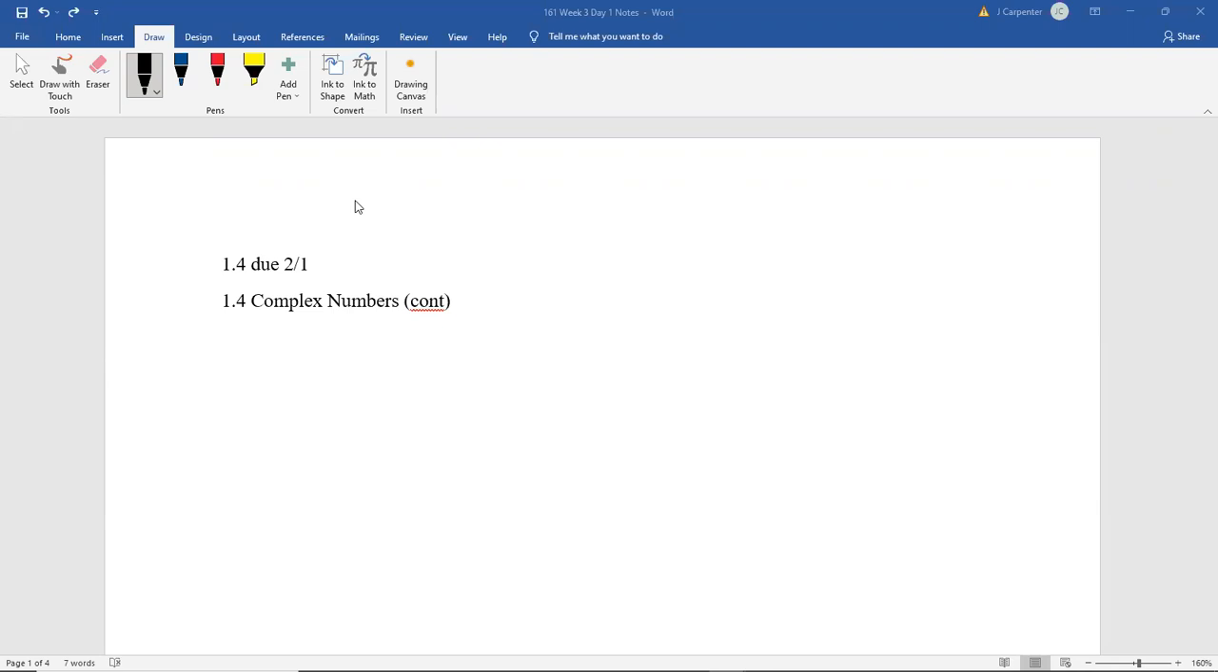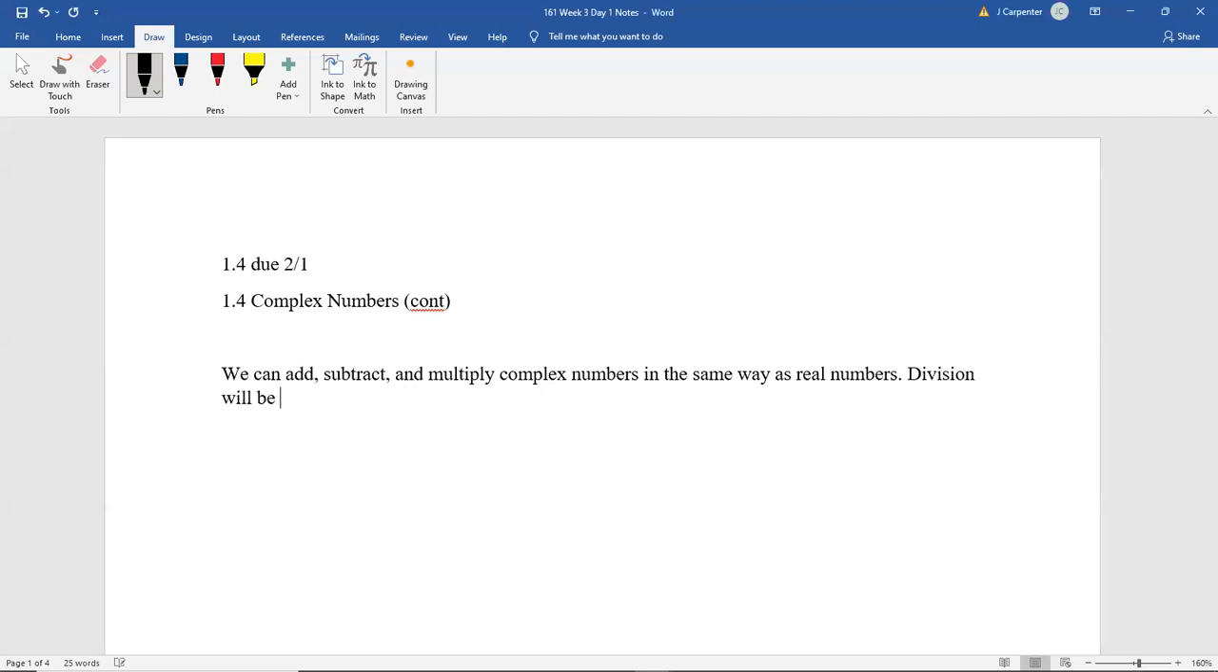All right, so picking up where we left off, we're just going to say that we can add, subtract, multiply complex numbers the same way. And then example 2. Okay, we're going to have 3 plus 5i, and then plus 6 minus 3i.